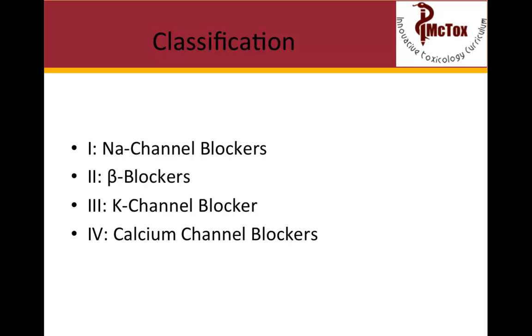Generally, anti-dysrhythmic drugs are categorized into 4 groups based on the Vaughan Williams classification. Class 1 is your sodium channel blockers, 2 are beta blockers, 3 are potassium channel blockers, and 4 are your calcium channel blockers.